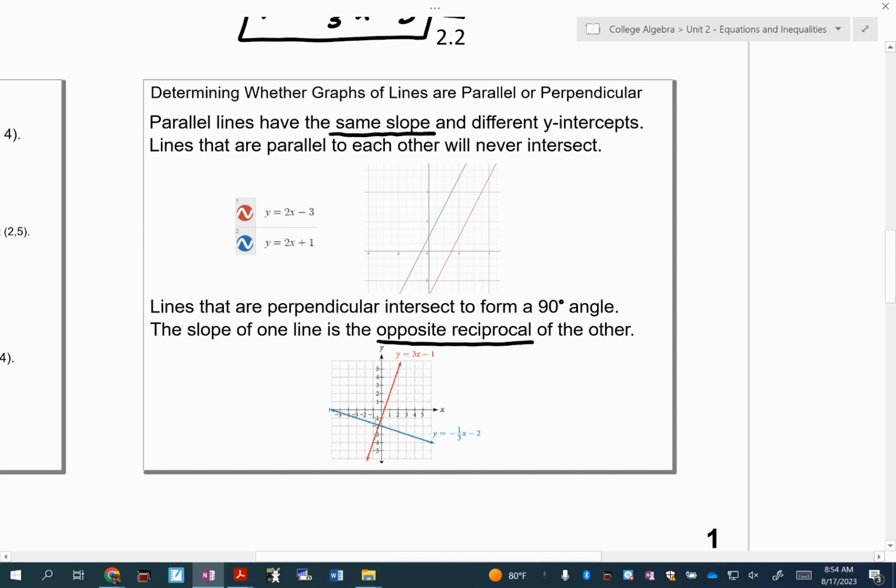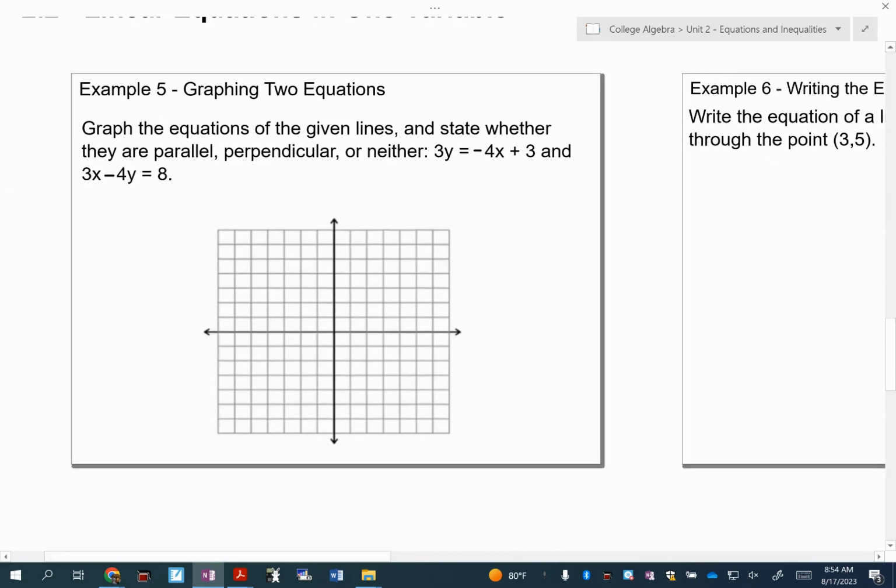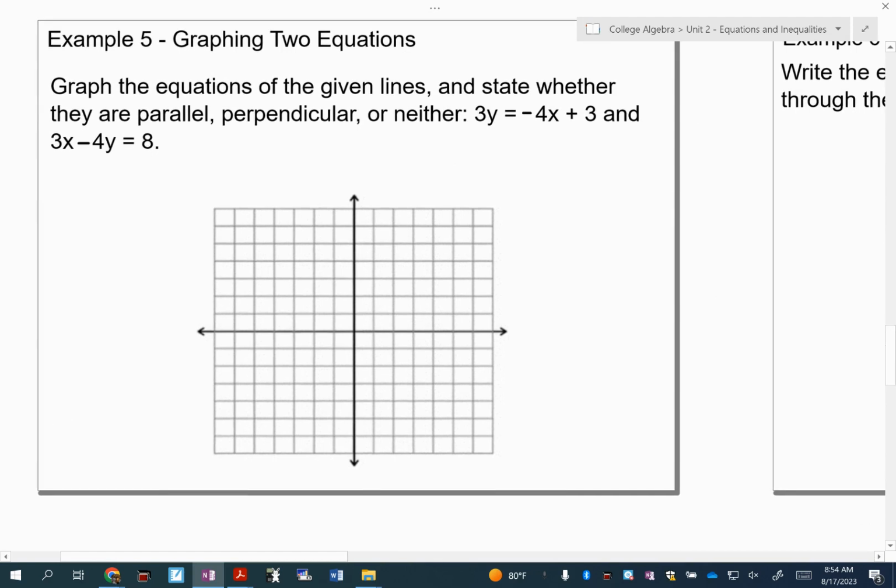So that means you're going to flip the fraction and then make the sign the opposite. So if it was a positive slope, it becomes a negative, and vice versa. So let's first graph two of these, and then we will get a chance to see if they are parallel, perpendicular, or neither. Now, neither of these are actually in slope-intercept form, so I'm going to start first and do 3y equals negative 4x plus 3.